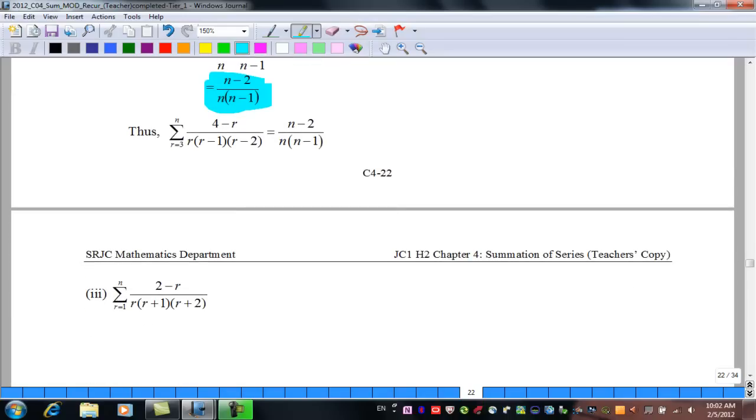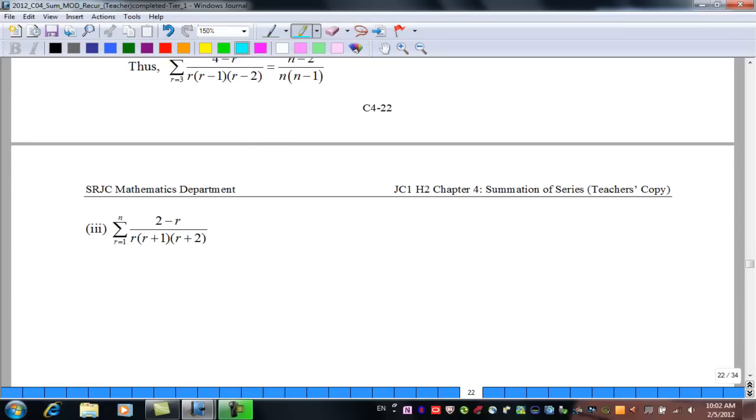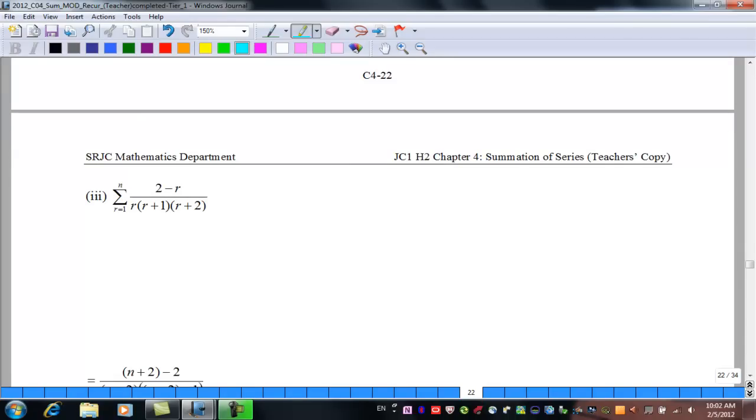Okay, now we come back to the main focus of this section, which is on how I can apply what formula I've just proven to evaluate this sum. Now observe that what I've proven is on the sum from r equals to 3 to n of 4 minus r over r times r minus 1 times r minus 2. Okay, but over here what I need to prove is on this.